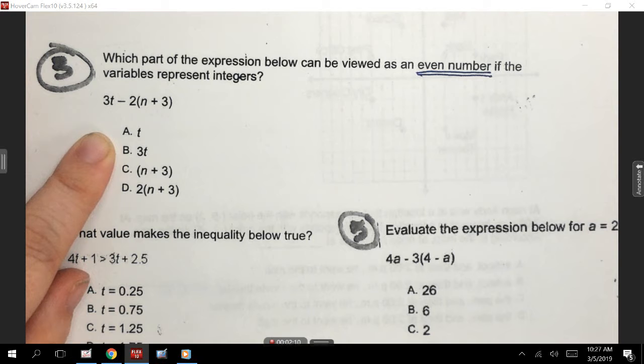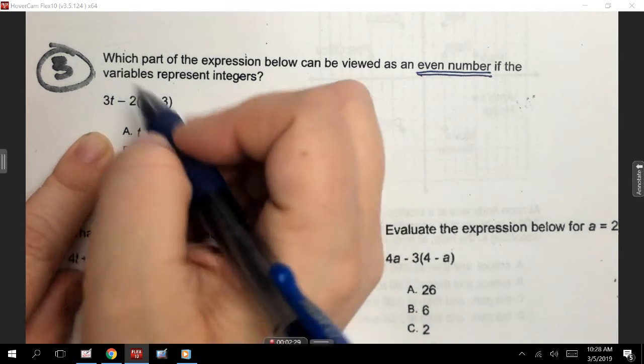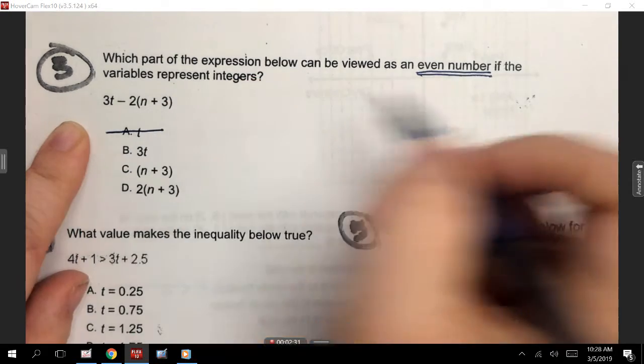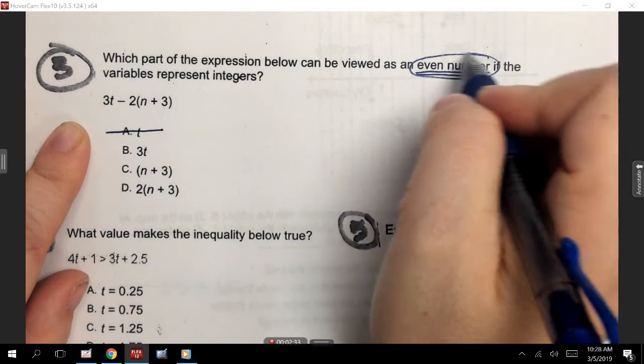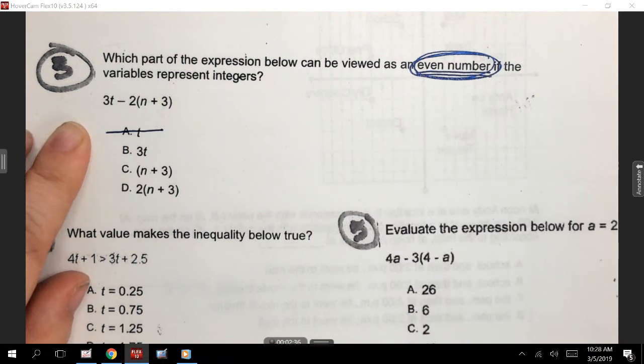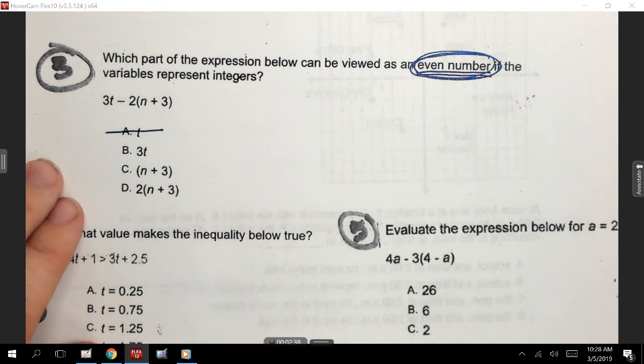Does it tell me what T is, guys? No, so T can be anything. Does that mean it has to be even? No, T can be anything. So can T be 3? Yeah. Can T be 11? Yeah. So T can be odd. Does it have to be even? No, it's just a letter. Guys, A is not an option. Remember, we want it to be an even number. Just a letter by itself doesn't mean it's even because a letter can be anything.